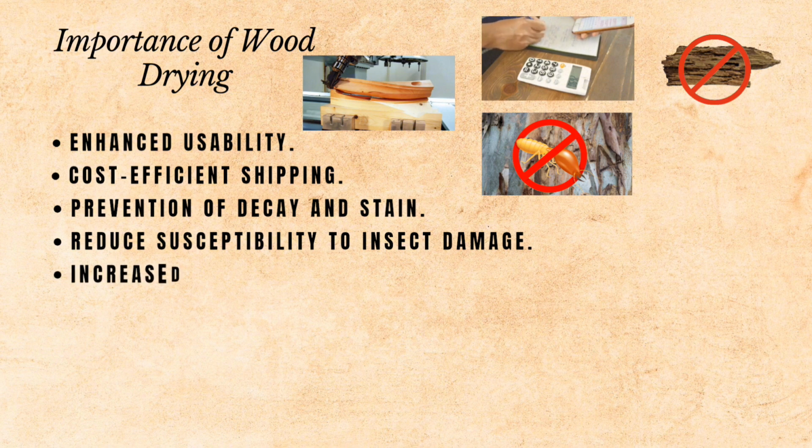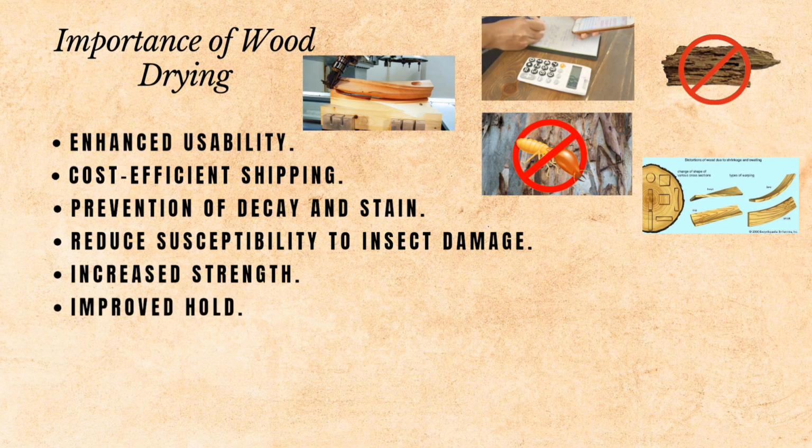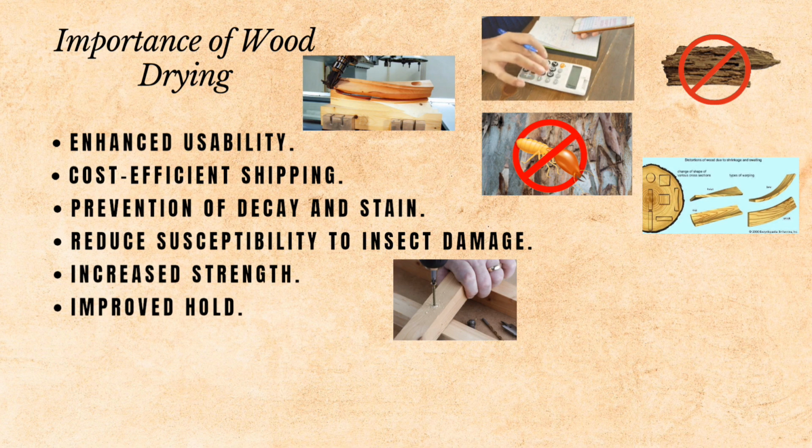Other than that, it will increase strength. Drying wood below 30% moisture content significantly enhances its strength properties, ensuring durability and reliability. Furthermore, it will improve hold. Seasoned wood provides a more robust foundation, ensuring superior grip for nails, screws, and glue, enhancing structural integrity.